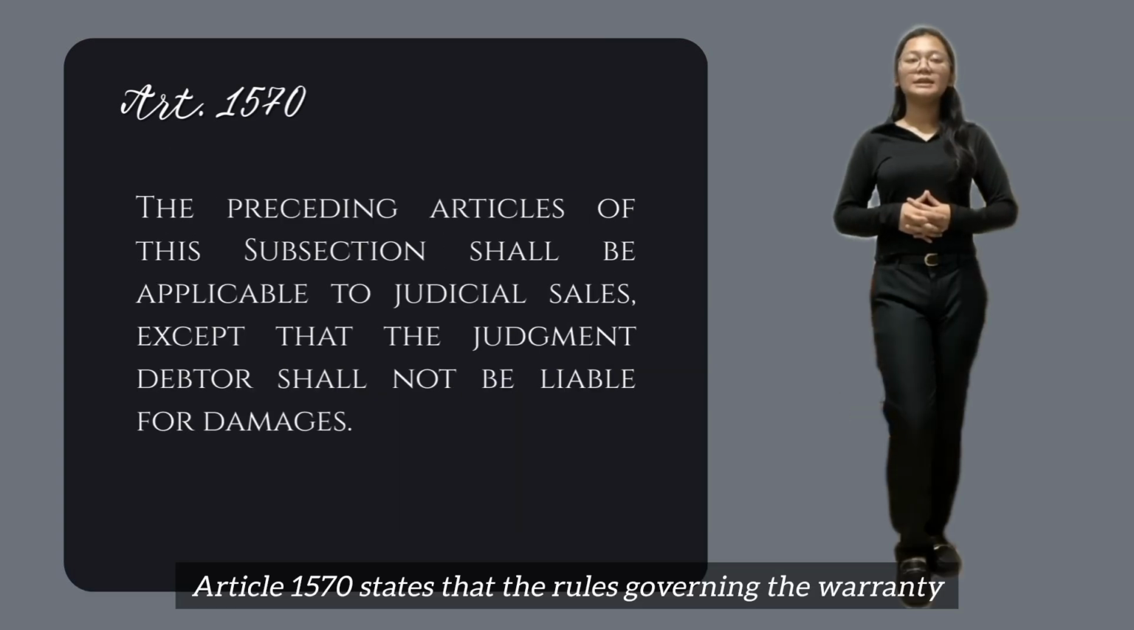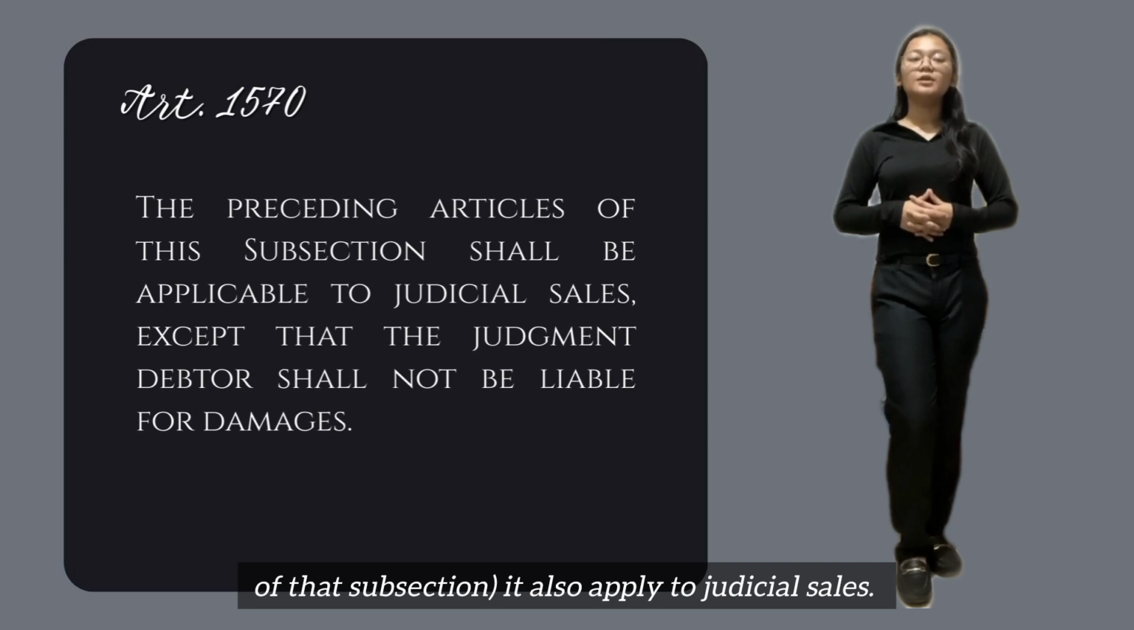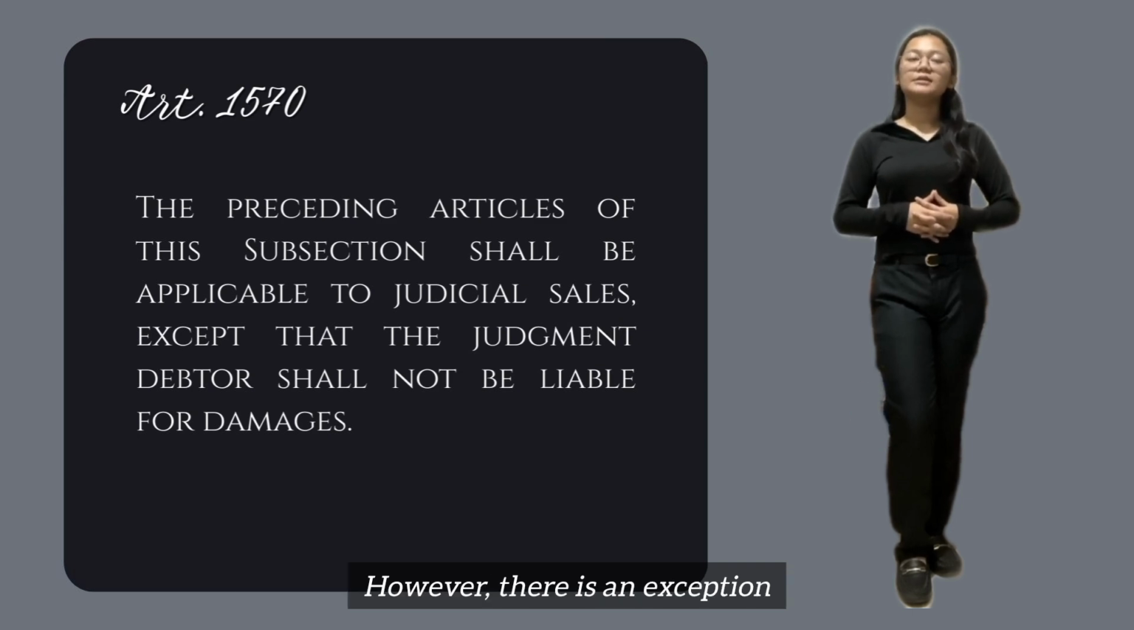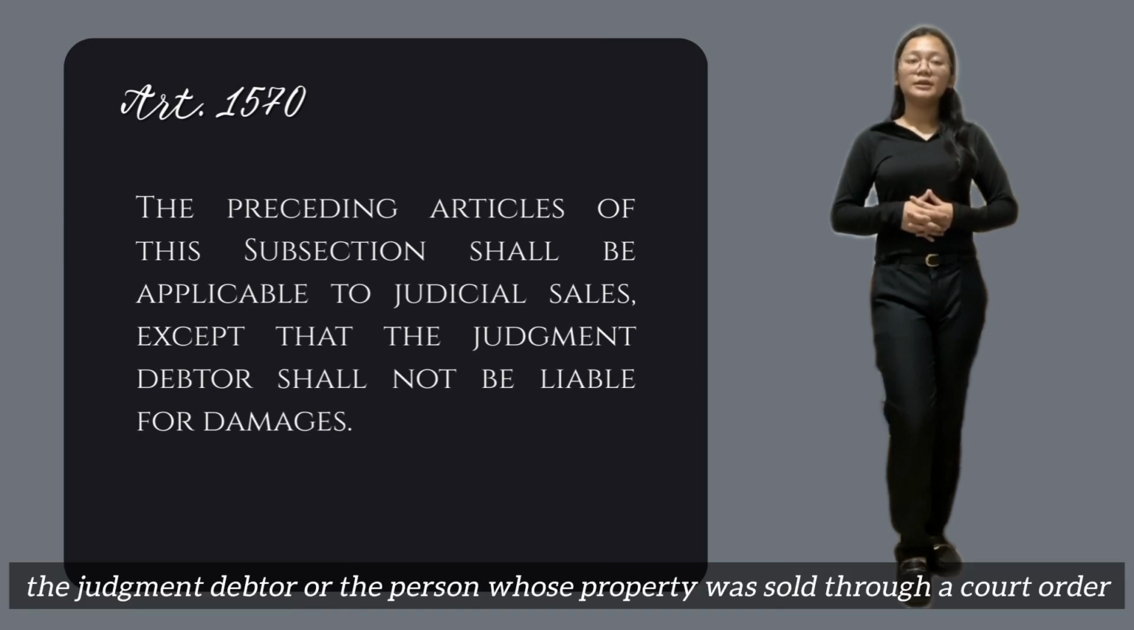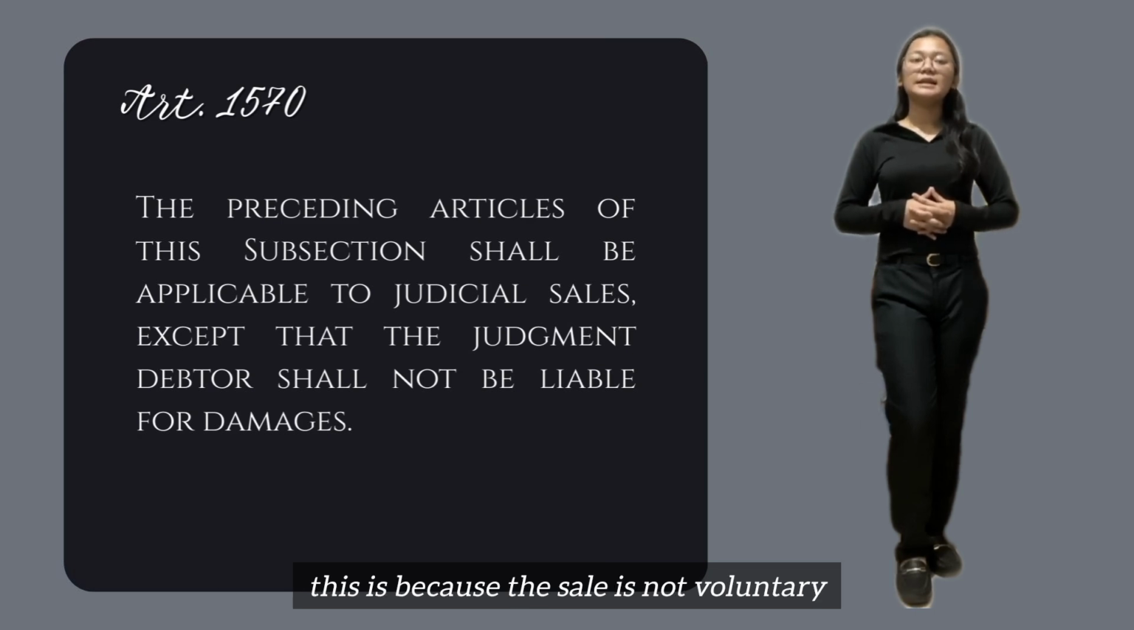Article 1571 states that the rules governing the warranty against hidden defects in ordinary sales, as outlined in the preceding articles in this subsection, could also be applied to judicial sales. However, there is an exception. The judgment debtor, or the person whose property is sold due to court's order, is not liable to the buyer in case an eviction occurs. This is because the sale is not voluntary.